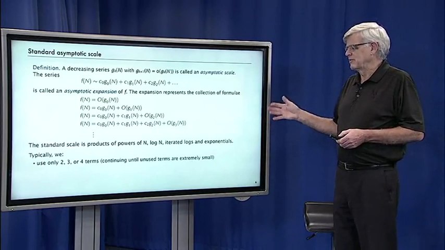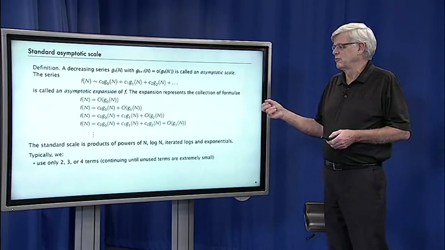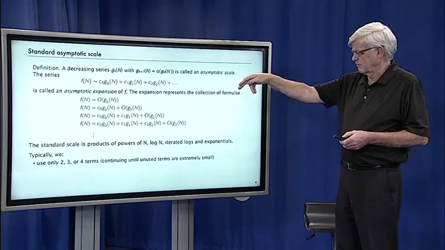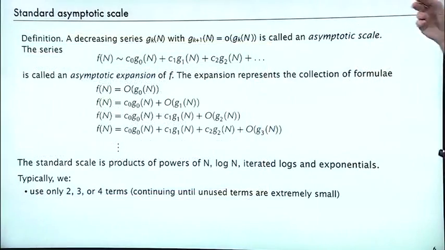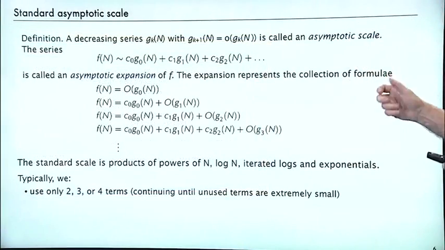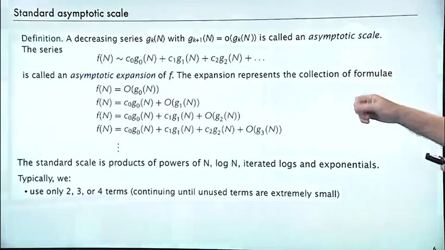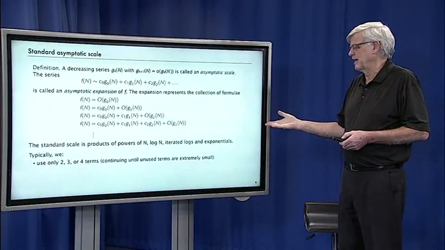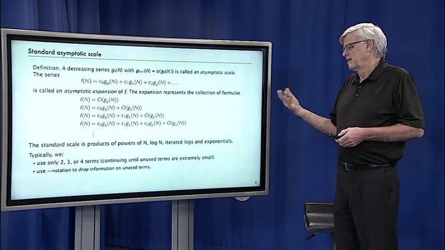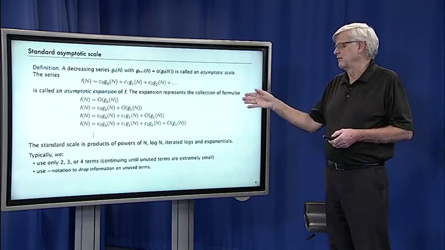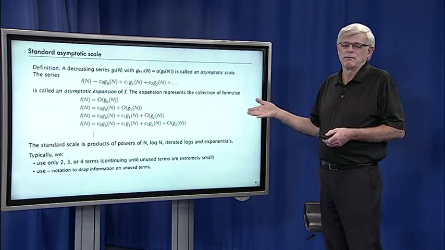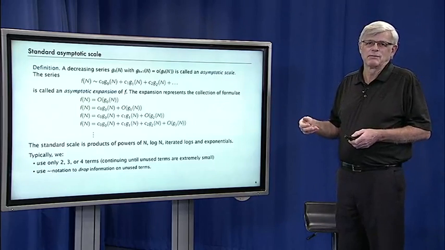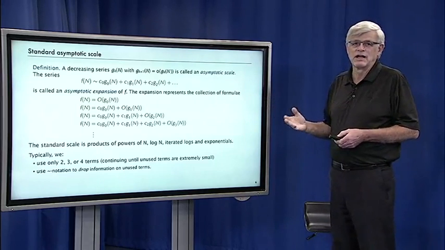So typically what happens is we only use a few terms, maybe 2, 3, or 4 terms, the second or third or fourth equation from this. When the unused terms are extremely small, that's when we stop, because we have the big O estimate that says we're within a constant of that unused term and it's extremely small relatively. So we use the tilde notation if we don't want to bother carrying around the big O information, and a lot of times that simplifies the calculations and there's no reason not to.